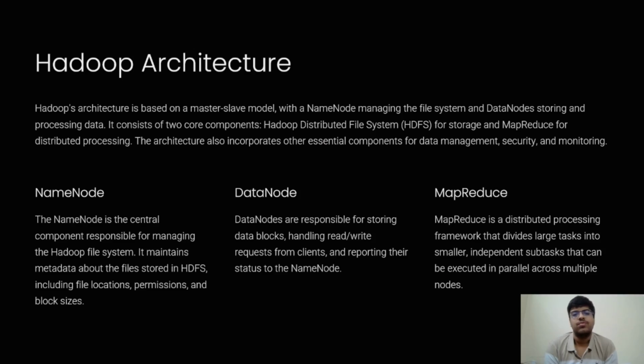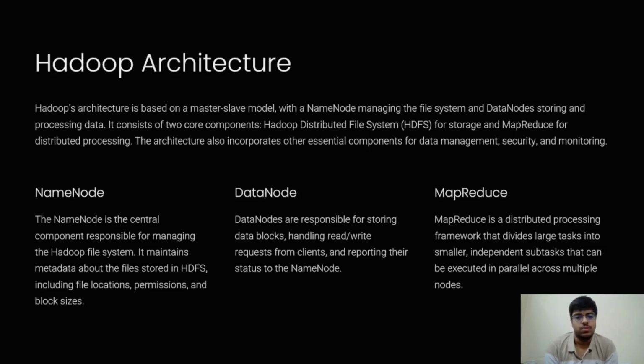Next, we'll talk about the Hadoop architecture. The architecture of Hadoop is basically the master-slave model, similar to the one used by servers and clients. But here we have a name node along with a data node, along with MapReduce, which is a separate thing. Here there are mainly two core components: the Hadoop Distributed File System and MapReduce, which is used for distributed processing.